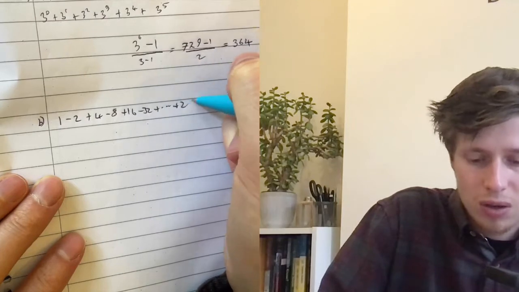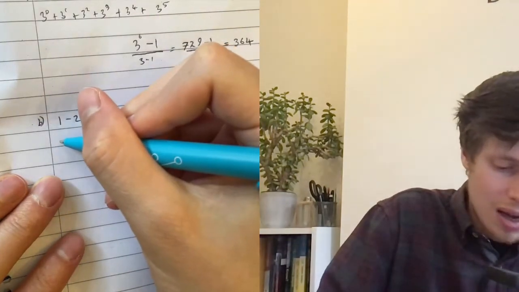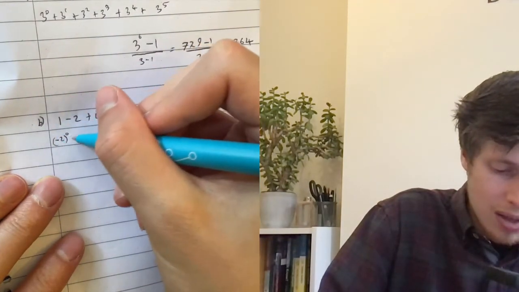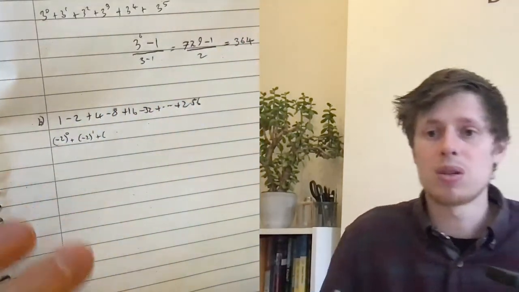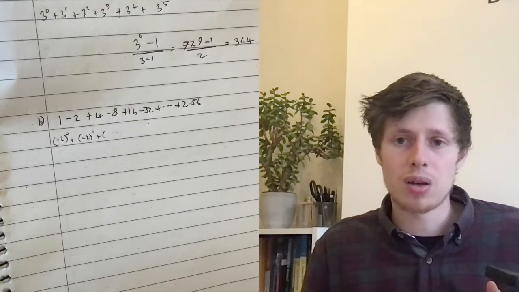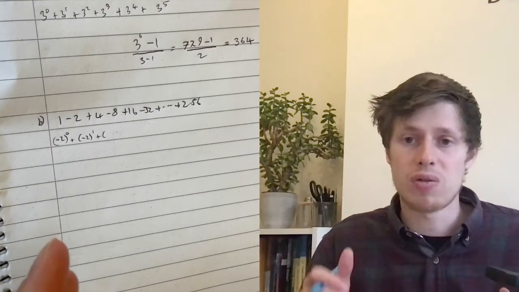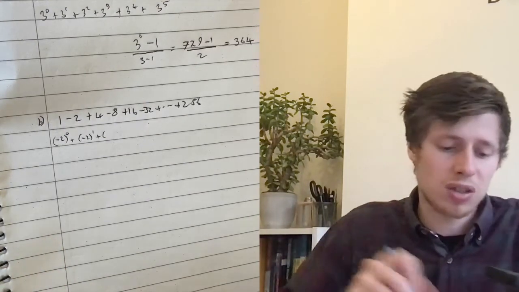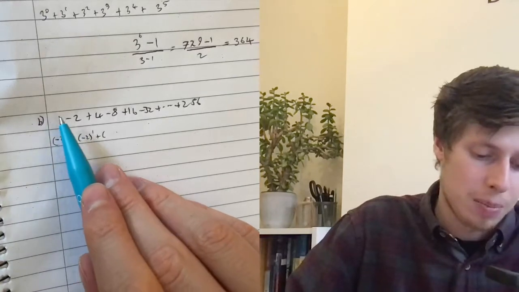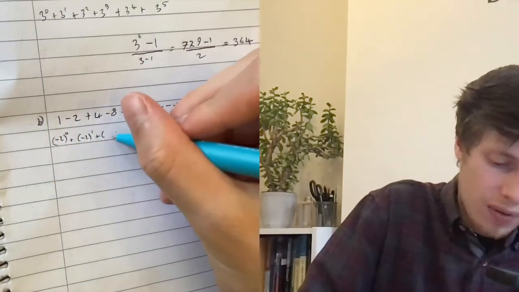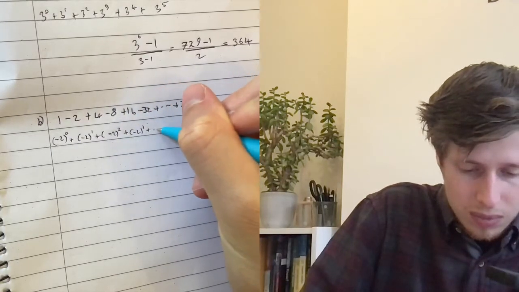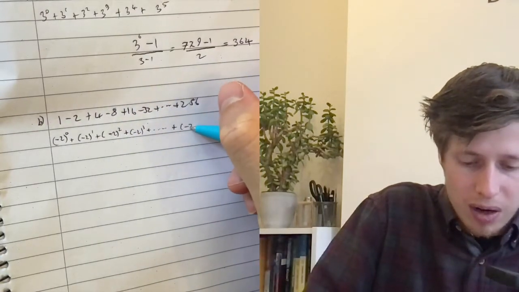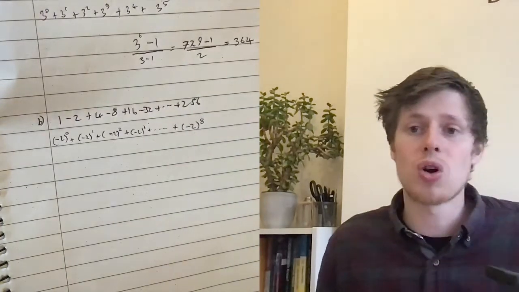Now the pattern is I'm adding the powers of minus 2. Okay, so again with minus numbers, if you times a minus number by a minus number, you get a positive number. If you times a positive number by a minus number, you get a minus number. So this is going to alternate positive, negative in that fashion. Okay, and then minus 2 to the power of 8 is where we stop.